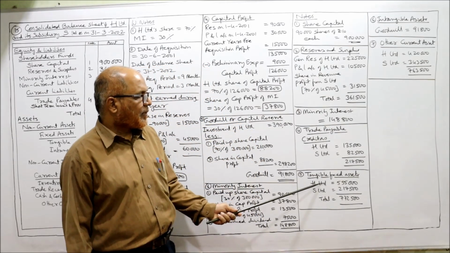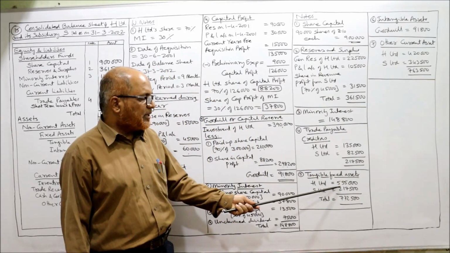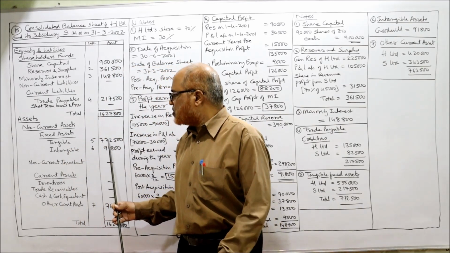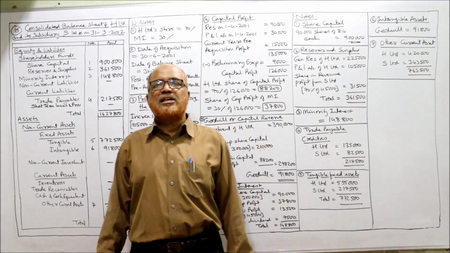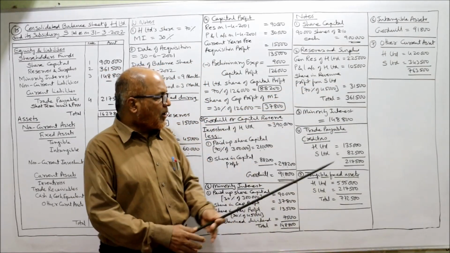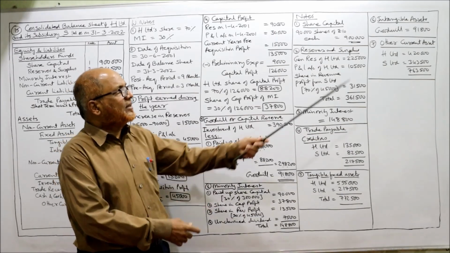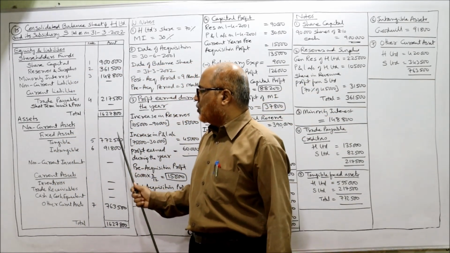Now we'll come to asset side, tangible assets. Here fifth, tangible fixed asset. So H Limited assets, S Limited tangible assets add up, 7,72,500. No adjustment, nothing. Intangible asset, goodwill. Already goodwill we have calculated here, 91,800. So 91,800 is the intangible asset goodwill.